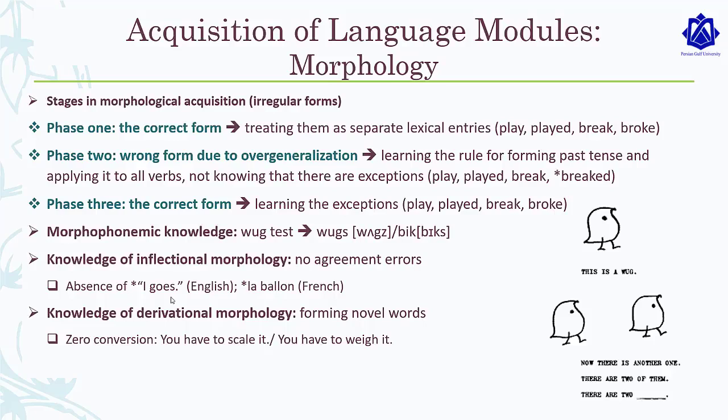Children also have a knowledge of derivational morphology, and that's evident in the novel words that they make. A case of making new words is what we have here, that the scale is used as a verb. And zero conversion is applied by the child by saying "you have to scale it", and they meant you have to weigh it.